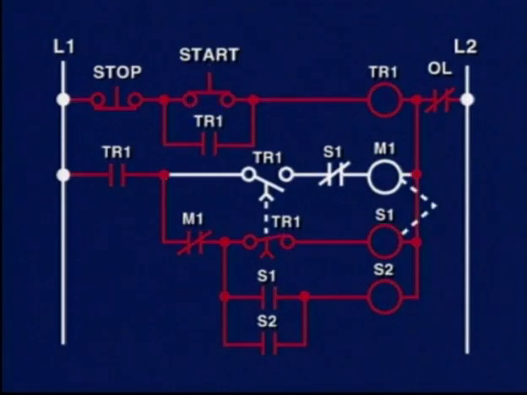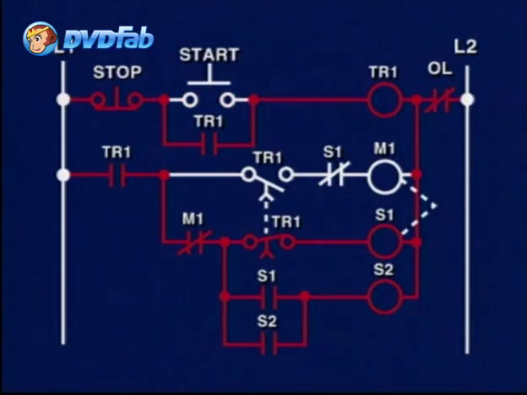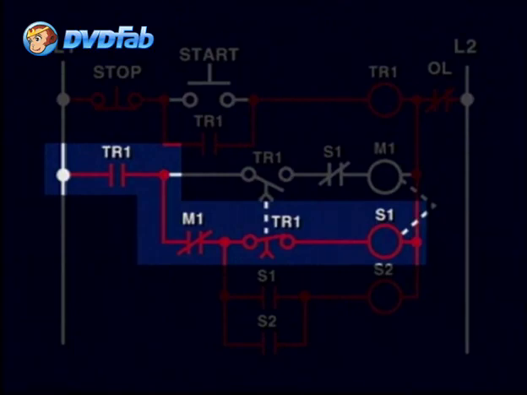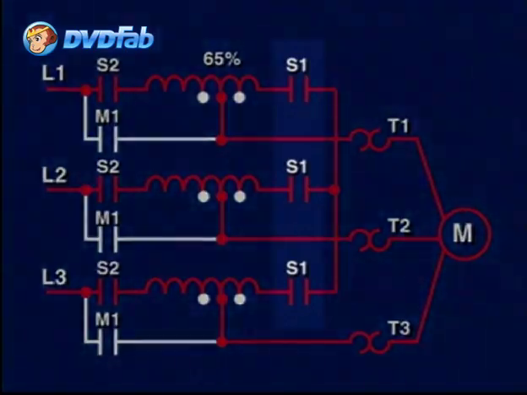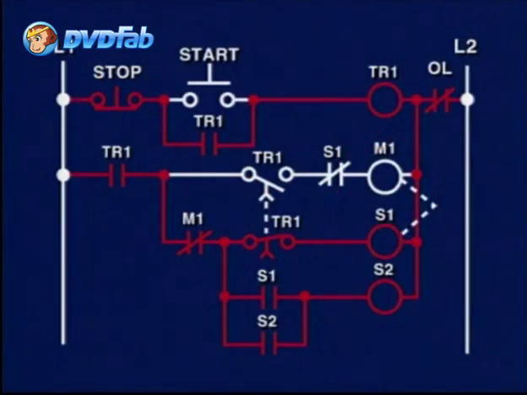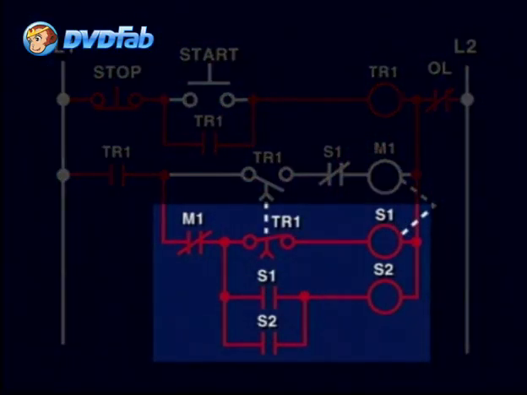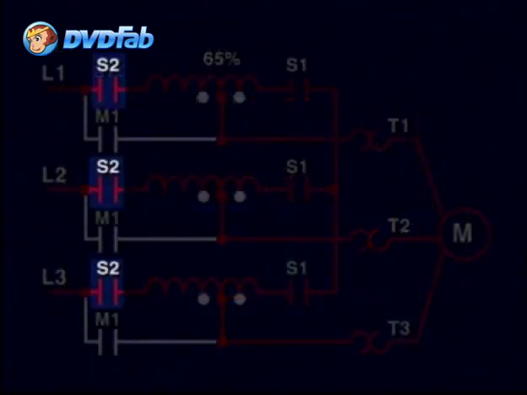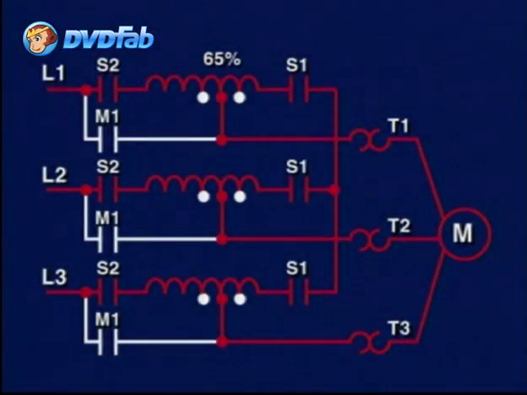When start is pushed, the timer TR1 starts timing, and its instantaneous contacts seal the circuit. The starting contactor S1 is energized because there is continuity, and all the 3 power contacts associated with S1, which are connected to the autotransformer, close. As soon as contacts S1 close, contactor S2 is energized, thus closing the S2 power contacts which connect to the other end of power to the autotransformer. At this point, the reduced voltage from the autotransformer is applied to the motor.